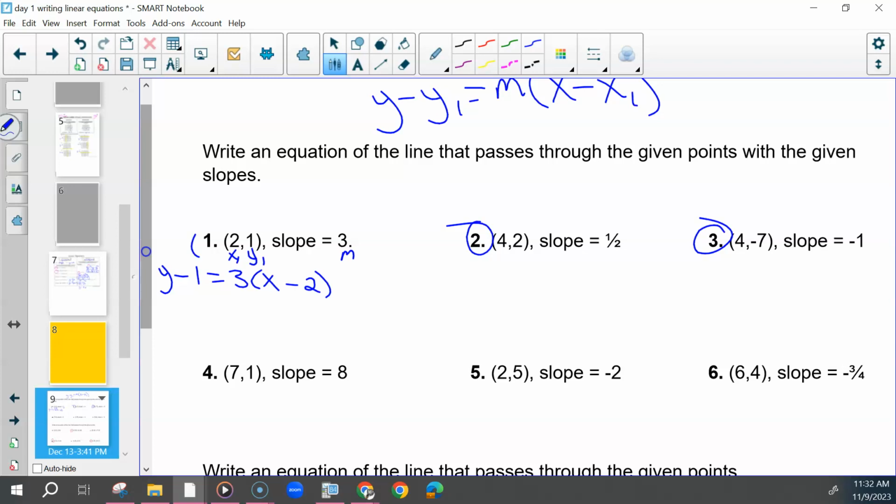Then the goal is to solve this so that we get it back in slope intercept form. How could we do that? Add 1 to both sides. We will do that, but not yet. First, multiply the 3, distribute to everything here, yes. So y minus 1 equals 3x minus 6. Then add the 1 to both sides, so that our new equation becomes y equals 3x minus 5.